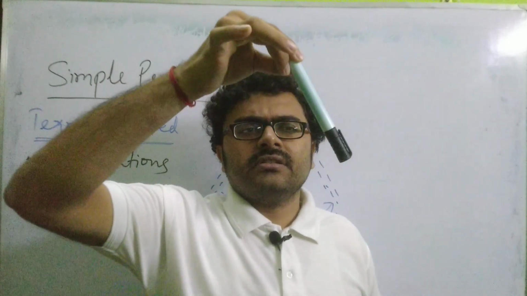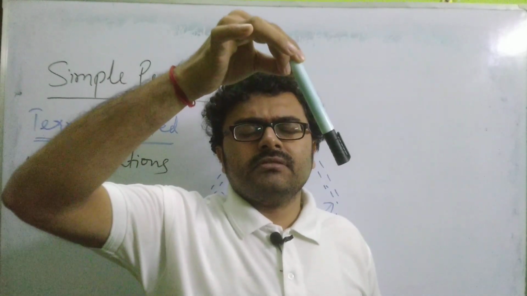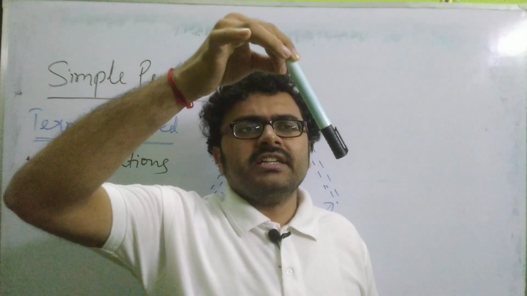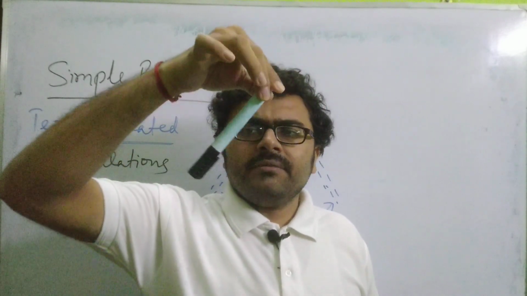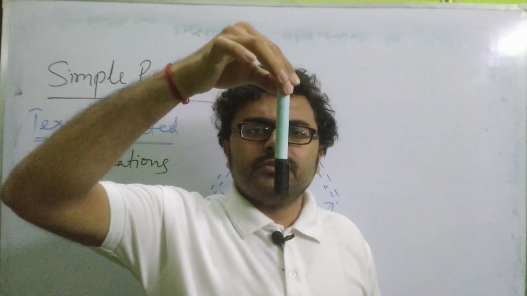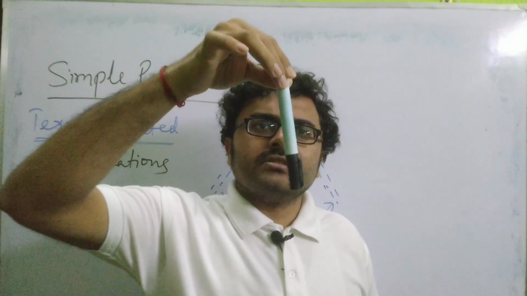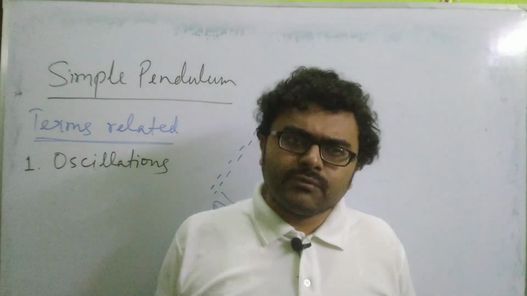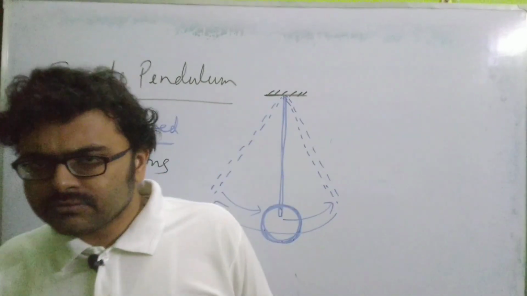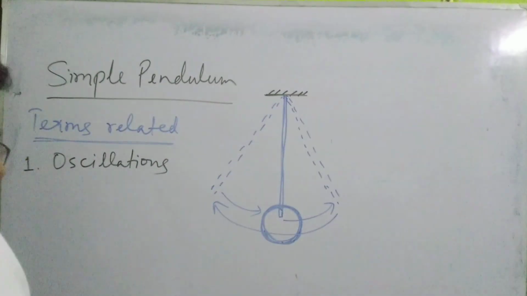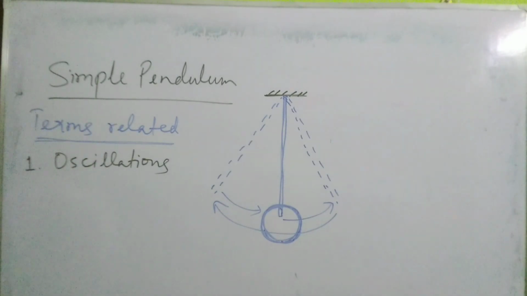When the pendulum is initially like this, it moves to the left, then to the right, then again moves to the left, and then it comes back to its initial position, the position from which it started. This one complete cycle is called the oscillation. One complete to and fro motion is called the oscillation. I think you have understood what oscillation is.